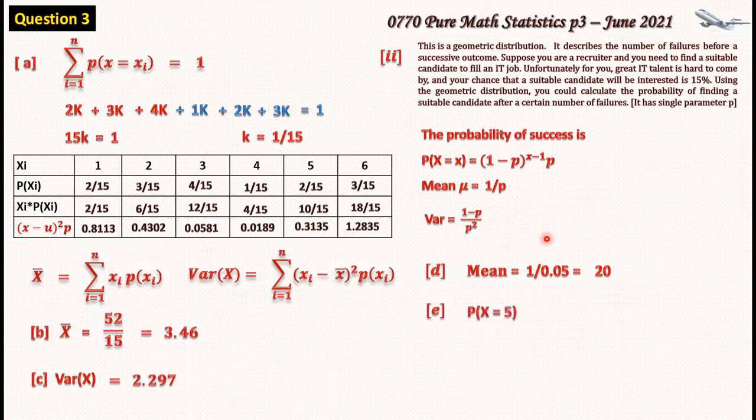So the probability of X equals 5 being the first successful one should be 1 minus 0.05 to the power 5 minus 1, times 0.05. Simplifying this gives us 0.0407 to 4 decimal places. They asked for 4 decimal places because they knew that the probability is as low as it is.